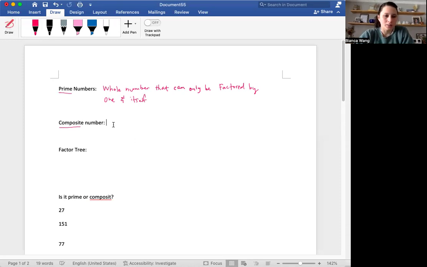A composite number is the opposite. It's a whole number that can be divided by more than just one thing and itself.